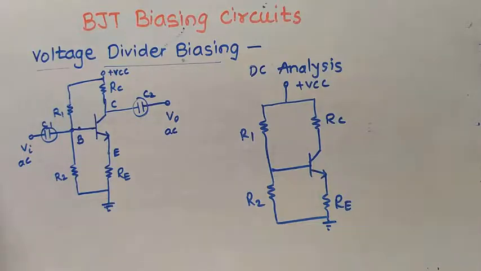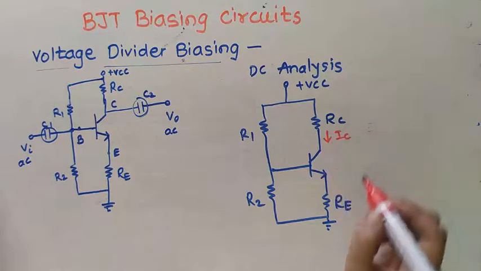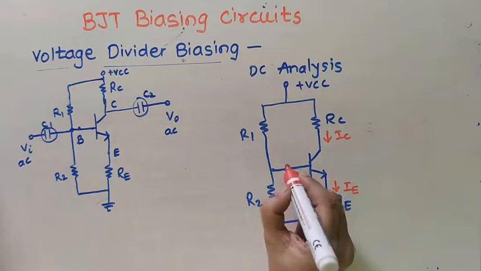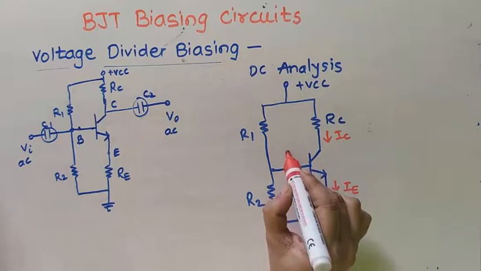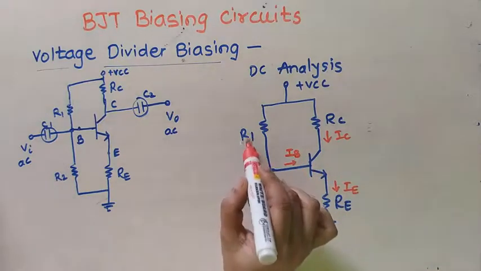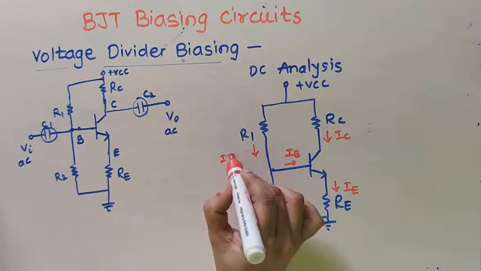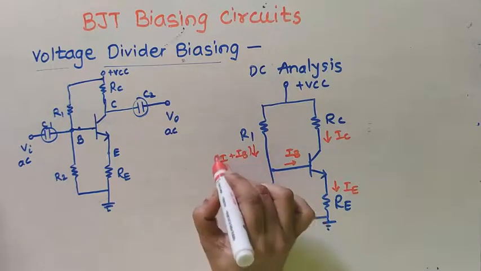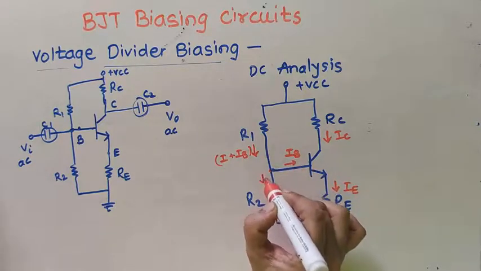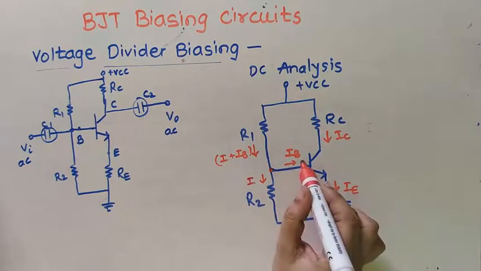Here the current through this RC is nothing but IC, and current through this RE is nothing but IE. At base terminal the current entering is called IB, and the current flowing through this resistor R1, let's consider, is I plus IB. So the current gets divided at this point, and current I will go in this branch and IB current will go in this branch.